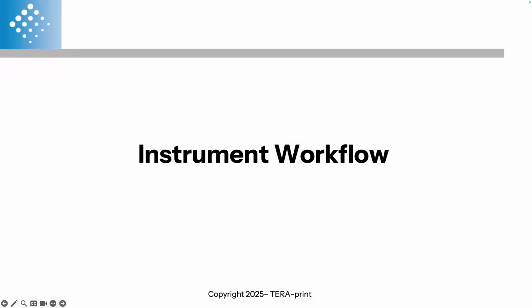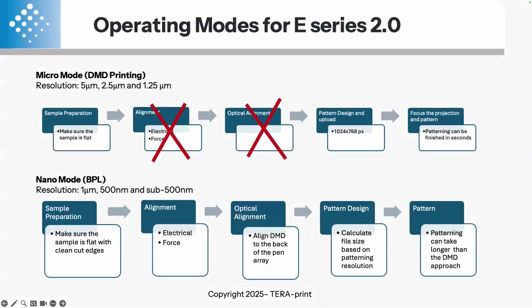After going through all of the fundamental knowledge, we have a general idea of the instrument. Now we can move into the instrument workflow, and I will introduce more about the technology. So here is the operating mode for E-series. I talked about we have two modes. The first one is macro mode, DMD printing. The second one is nano mode, BPL printing.